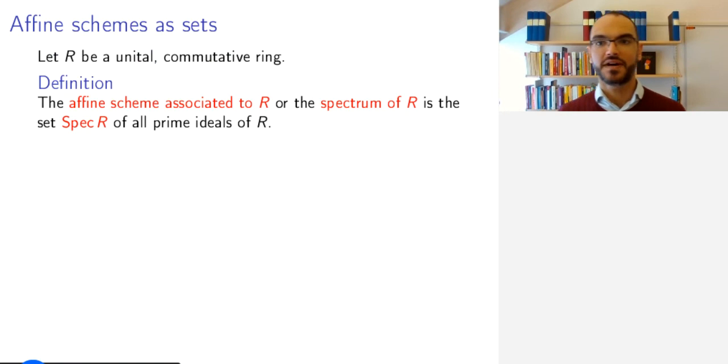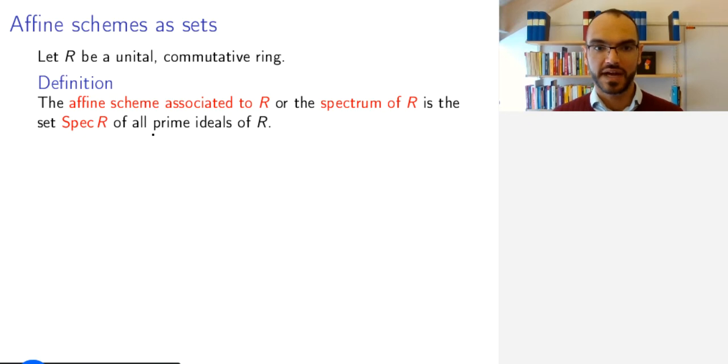Let's start by defining what an affine scheme is. And so let's start by looking at the underlying set of an affine scheme. As always, we denote by R a unital commutative ring. So the affine scheme associated to R, also known as the spectrum of R, or the prime spectrum of R, is the set Spec R of all prime ideals of R.